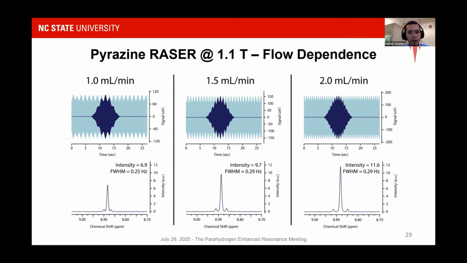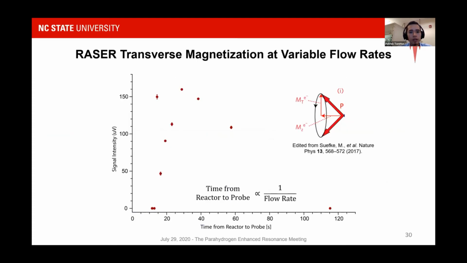And there's a very clear dependence on flow of the RASER. As we move higher above threshold, our peak intensity is increased. There's a similar line width for all of these peaks due to flow artifacts, but we would expect a significant difference when we Fourier transform the whole spectrum instead of a single slice. So here's a plot of the transverse magnetization versus the flow rate. The plot is the inverse, the time from the reactor to the probe.